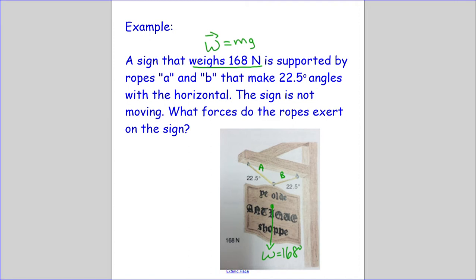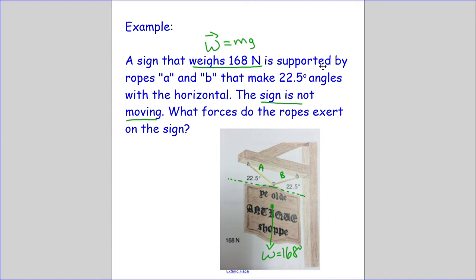So the horizontal of our sign. The sign is not moving, and that's really important. If the sign is not moving, that means that it's in equilibrium. So that means that all of the up forces have to equal all of the down forces, as well as all other forces in other planes. So it wants to know what's the force, or what forces do the ropes exert on the sign.